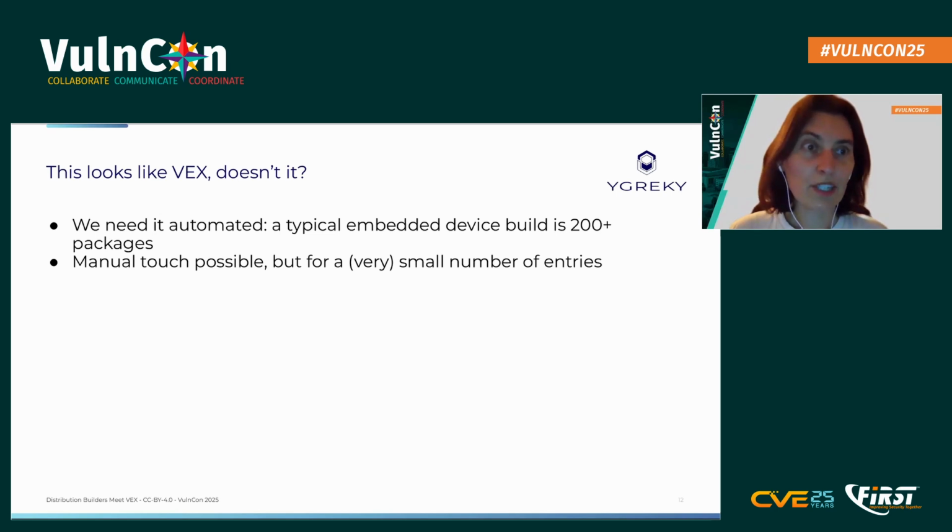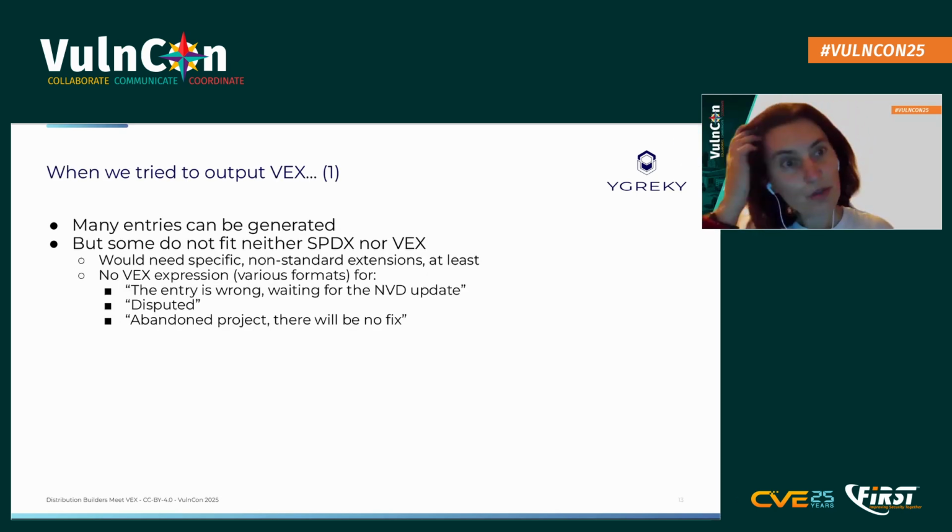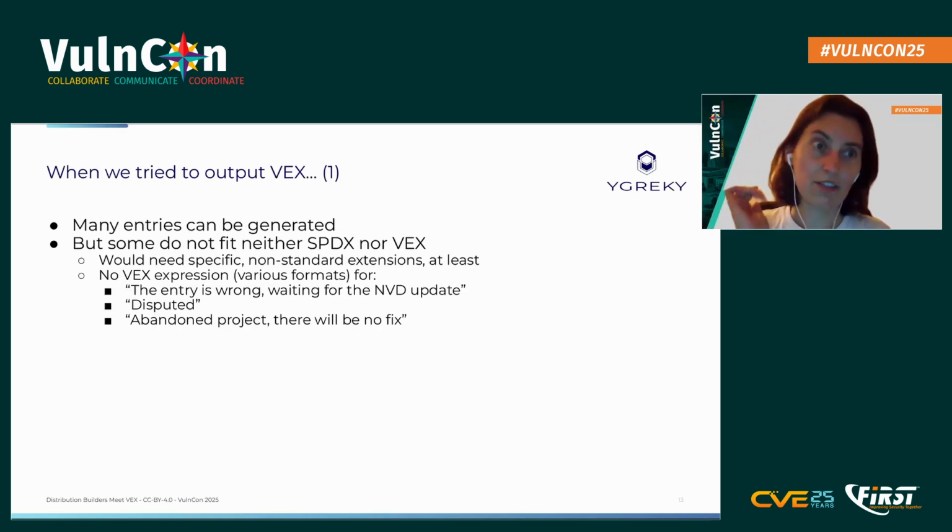In our case of embedded products, a small embedded product is at least 200 packages. So we absolutely need the whole thing automated, otherwise it's very hard to handle. Manual touch is possible, but really only for a limited number of entries. So we tried to output a standard VEX from our tooling to be able to reuse it and mix it with results from other software.